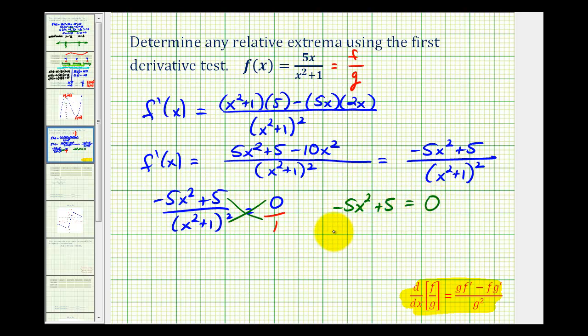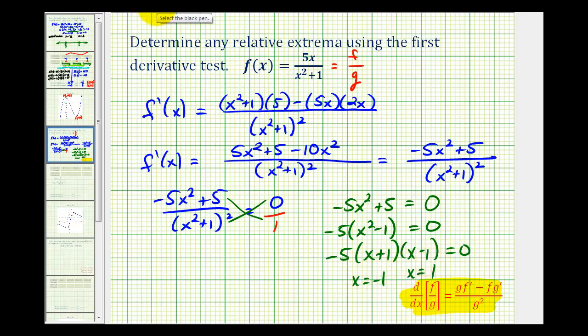Now this does factor. If we factor out negative 5, we'd have x squared minus 1 equals 0, and then we have a difference of squares. So the solutions are x equals negative 1 and x equals 1, which means our critical numbers are x equals plus or minus 1. Now we're going to use these values to divide up the domain of the given function and then test the sign of the derivative in each of those intervals.